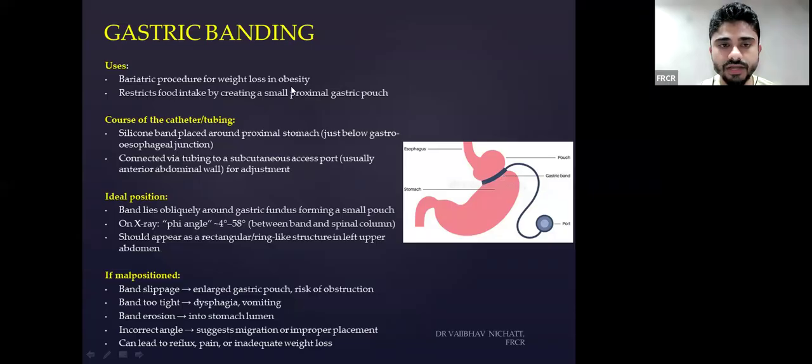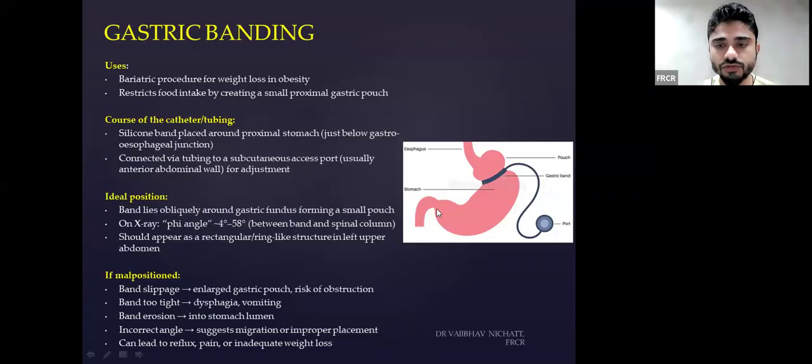Regarding gastric banding, this radiograph has been asked in a previous examination as far as the FRCR shorts part of the examination is concerned. So what is the use of gastric banding? Gastric banding is basically used as part of a bariatric procedure where the patients want to lose weight. It restricts food intake by creating a small proximal gastric pouch. This is the gastric banding. This is a schematic diagram where you can see the distal esophagus, gastroesophageal junction, and proximal portion of the stomach.